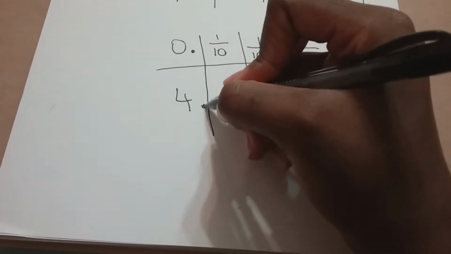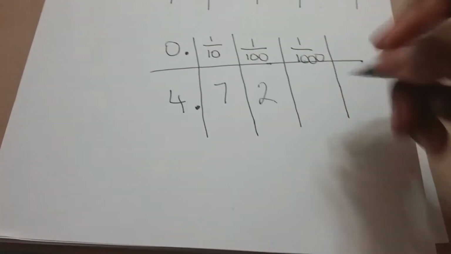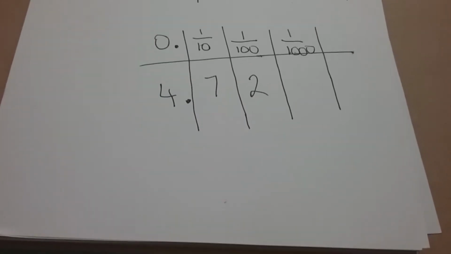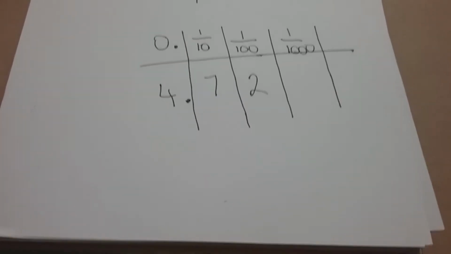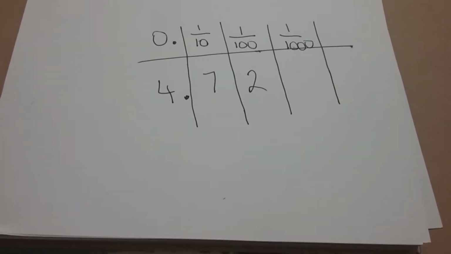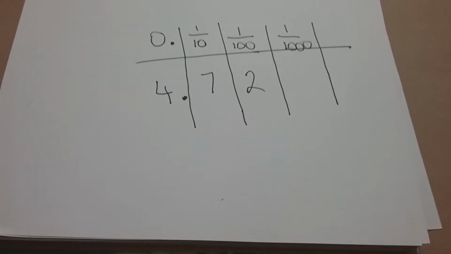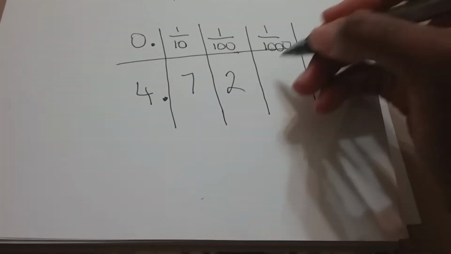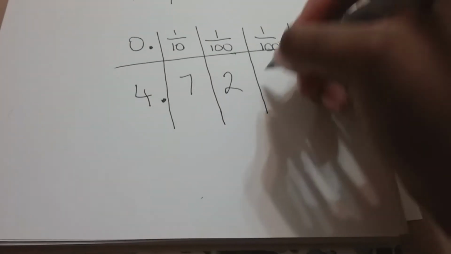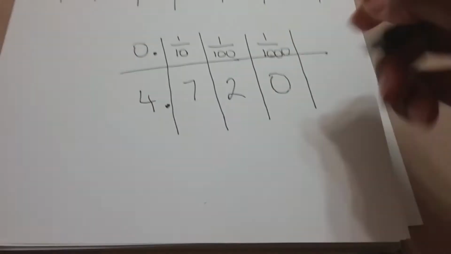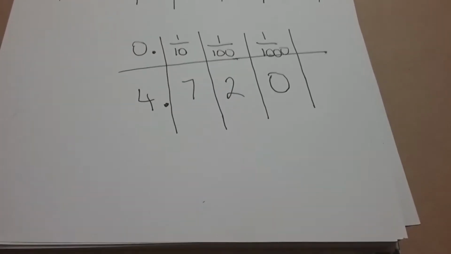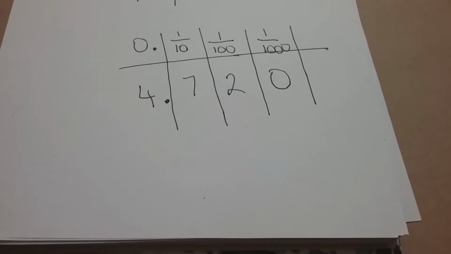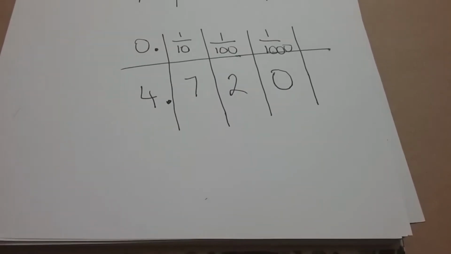All right, so let's pretend we have the number 4.72. Right now this number has 4 ones, 7 tenths, 2 hundredths, and no thousandths. Because there is nothing in the thousandths place, it has no value right now. So I could put a 0 there to hold that place, and my number has not actually changed. It's the exact same number. It's still 4 and 72 hundredths, because there is no value currently in the thousandths place.